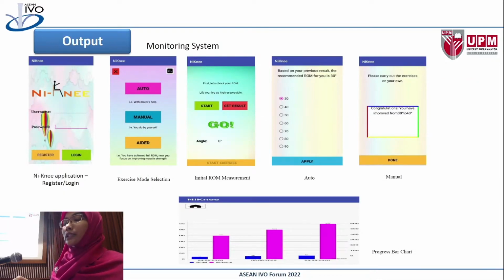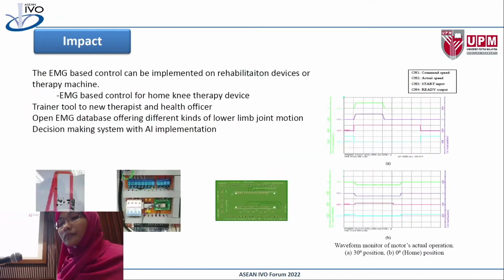So the output is the monitoring system. Currently we managed to display the bar chart, but this one is not the real data monitoring system. We calculate the EMG powers from the EMG signal, and also the angle from the knee and also ankle joints. So that's why you can see only the bar chart there, instead of the signal.